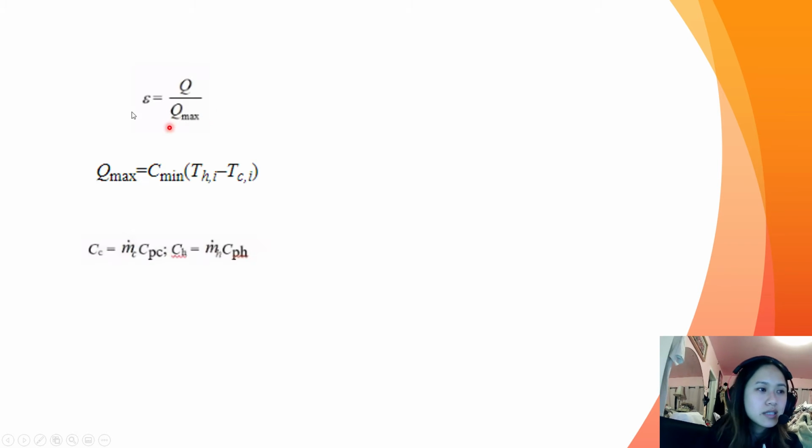Okay, so for the C min, we would have to put either the m dot c times CPC or the m dot h times CPH, whichever value is smaller. If CPC and CPH are the same, then we would take the smaller m value and plug it into the equation, which will give us the Qmax. The Qmax will give us the effectiveness of heat exchange.